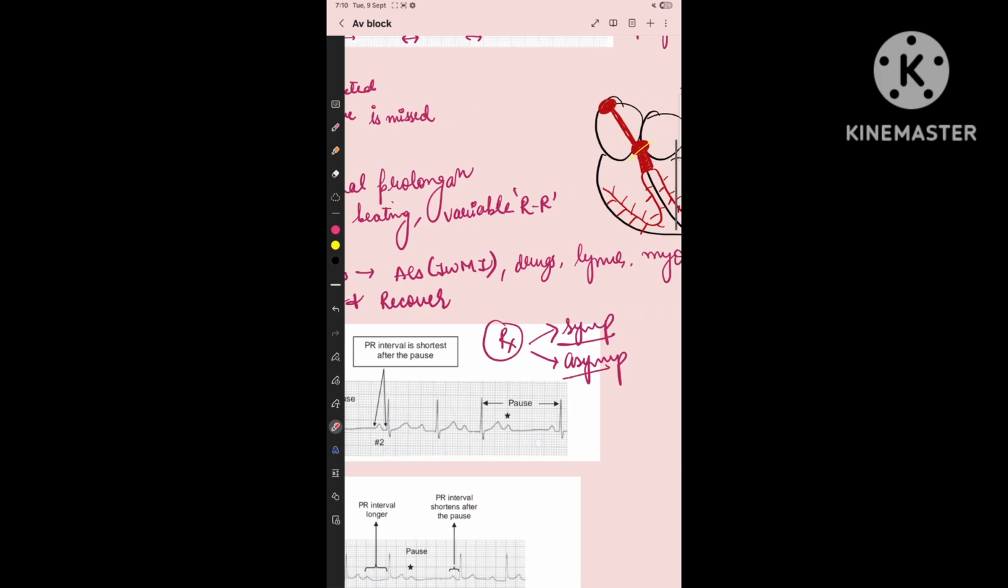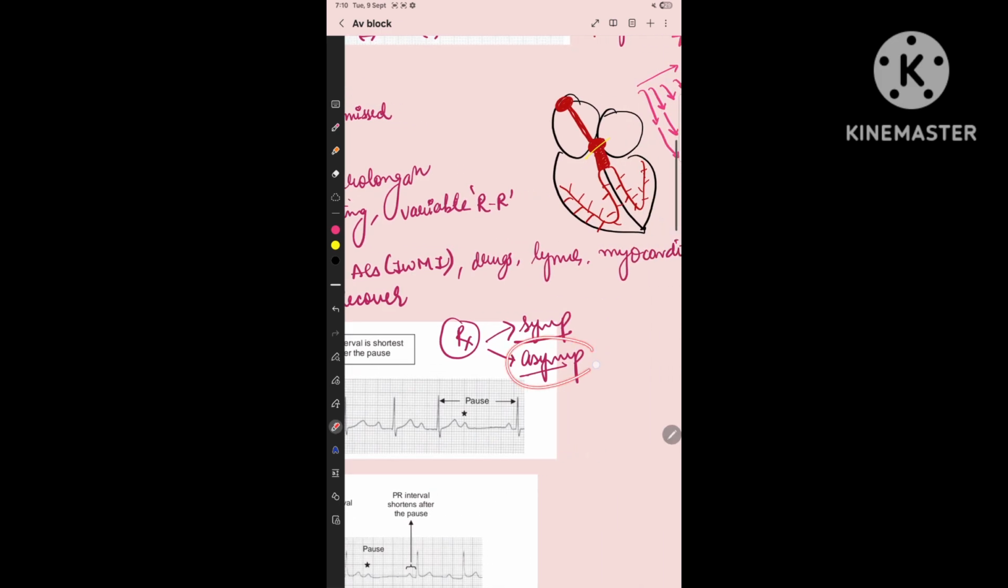In this, if the patient is asymptomatic, we just wait and watch and need not give any pacemaker. We just need to treat the baseline disorder. If it is drugs, we can withhold the drugs. If it is an inferior wall MI, we can treat the MI. If it is myocarditis, we need to give supportive management.